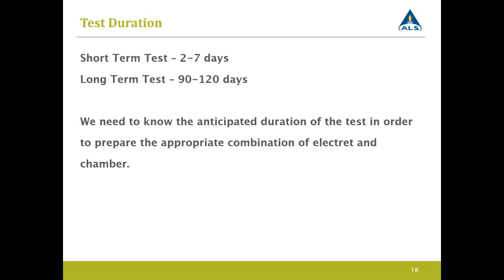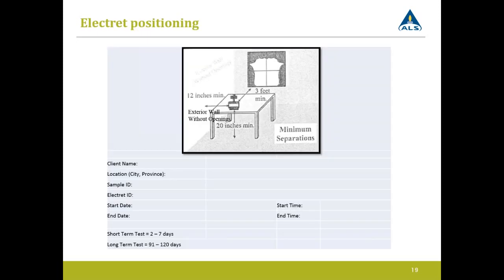With every electrode, we send an information sheet, which states the minimum separations, but also has a place to record the client name and sample ID. We record the electrode ID. It's very important to write down the location of the sampling, the city and province, because the calculations are corrected for the elevation and for the province or state. So this is very important information. Also crucial information is the start date and time of the exposure and the date and time of the finishing of the exposure.